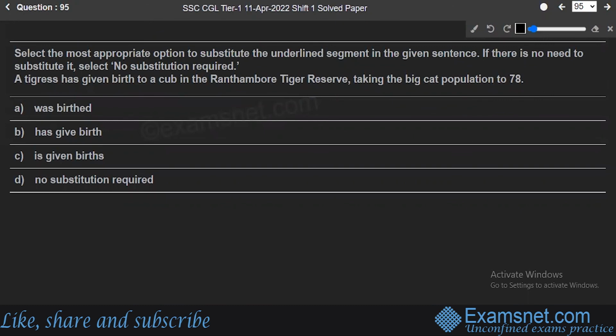You have to select the most appropriate option to substitute the underlined segment in the given sentence. If there is no need to substitute, then you can write down no substitution required. The given sentence is: a tigress has given birth to a cub in Ranthambore Tiger Reserve, taking the big cat population to 78. And the given options are was birth, has give birth, is given births, or no substitution is required.